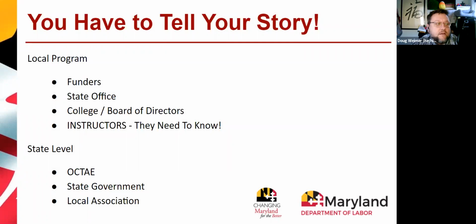At the local level, you need to tell it to your funders, tell it to your state office, your college. If you're at a college board of directors, if you're at a nonprofit, whatever board or organization body leads that organization, make sure they know. Instructors, they need to know. For anyone at the state level, of course, we have to tell this to OCTAE as part of our reporting, but also the state government and also your local association.